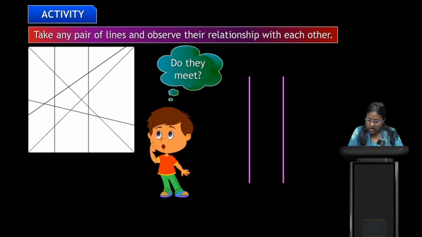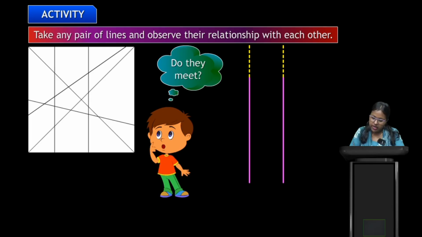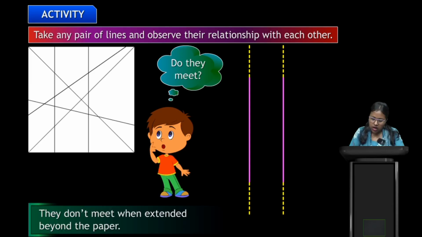Now, let's start. Let's extend in both the directions. Do you think they would meet if they were extended beyond the paper? What is your observation? Suppose you extend in both the directions, you see they are not meeting actually. They don't meet when extended beyond the paper.